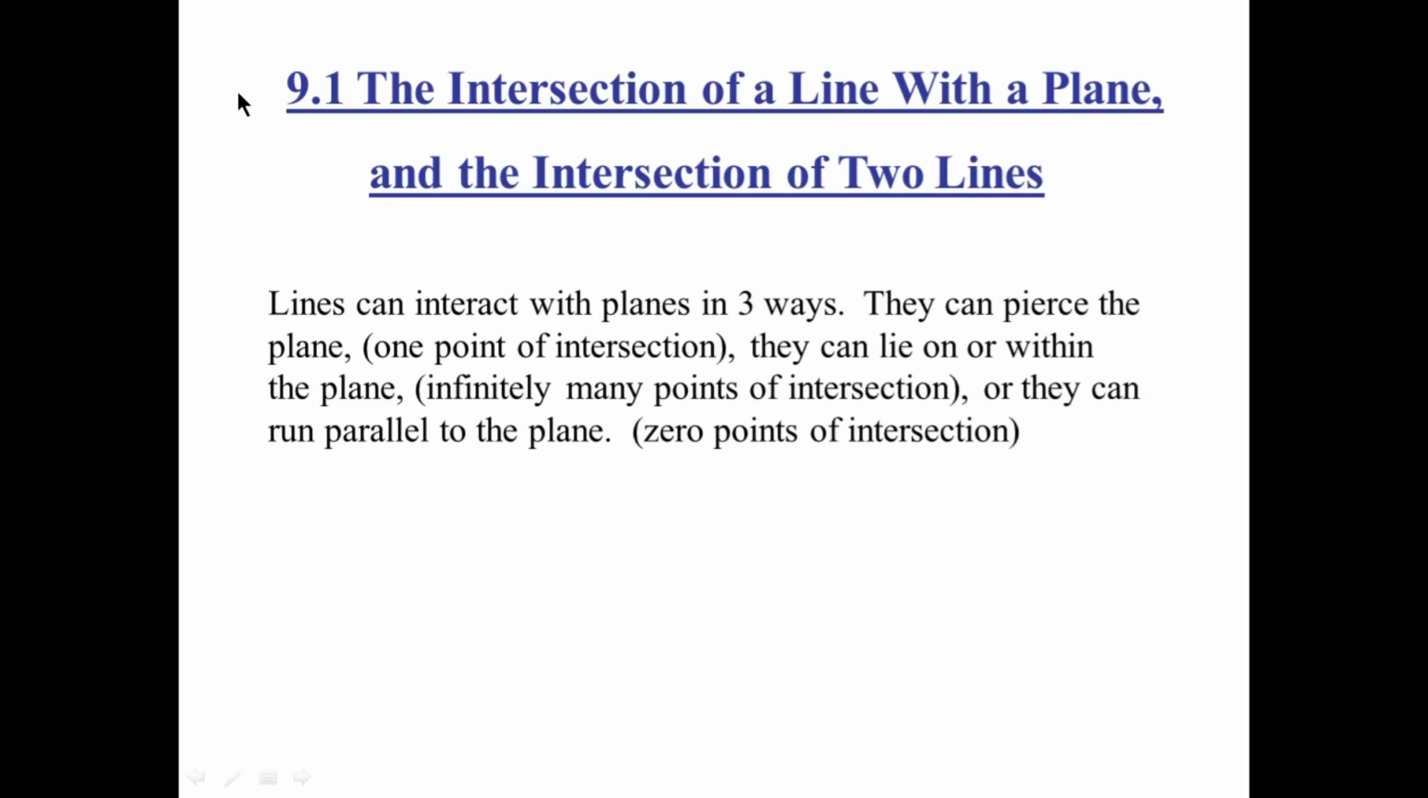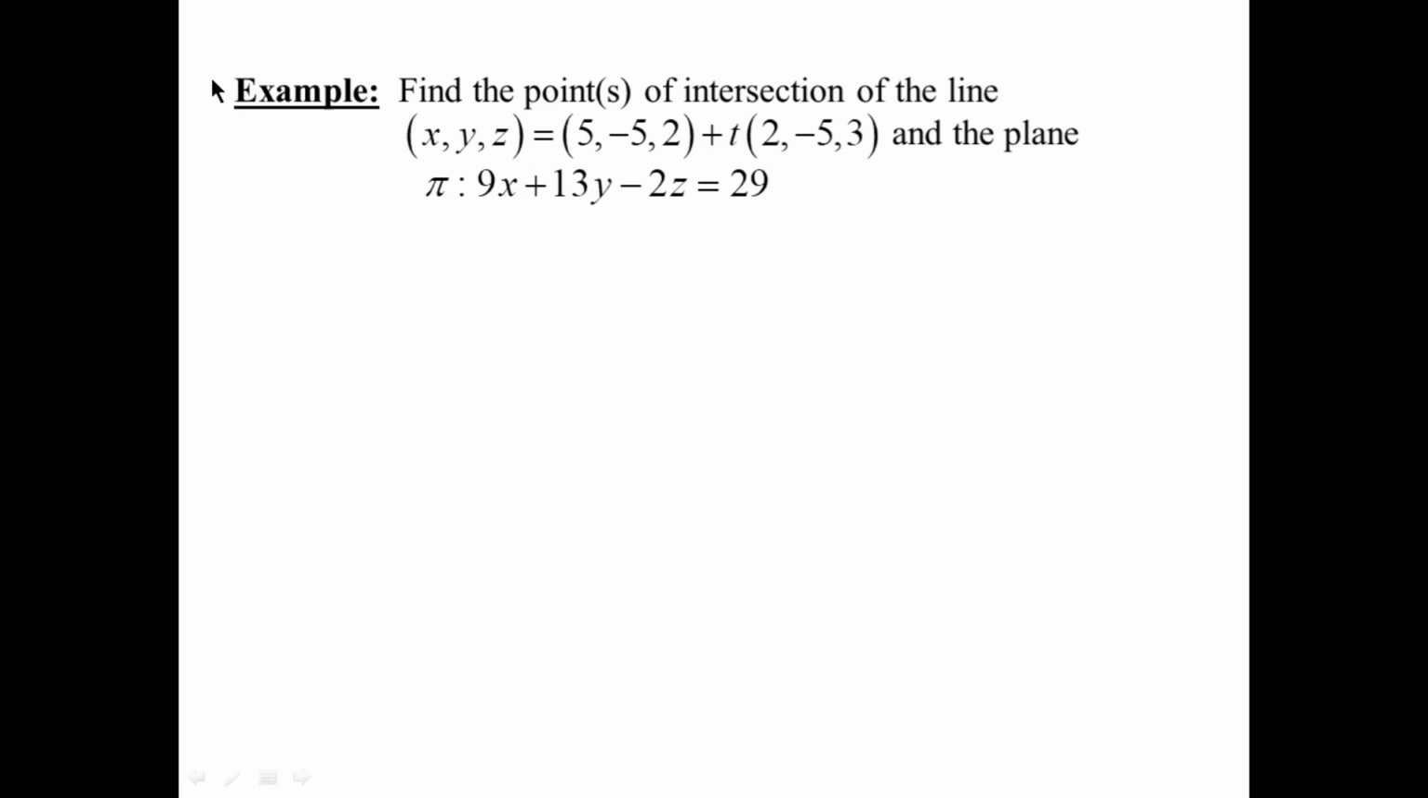Lines and planes. Here's an example. Find the points of intersection of a line with a plane. Now the line is in 3 space, so there's a vector equation of it. And the plane is in 3 space, and we've got the Cartesian equation of it.